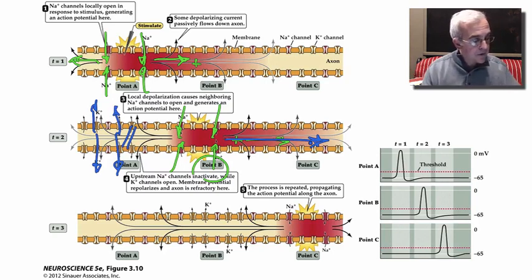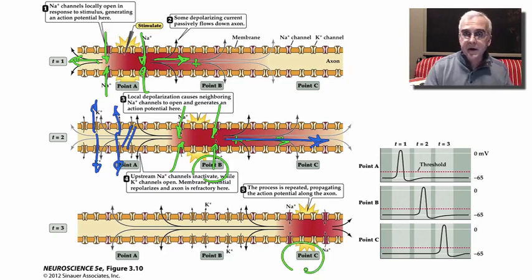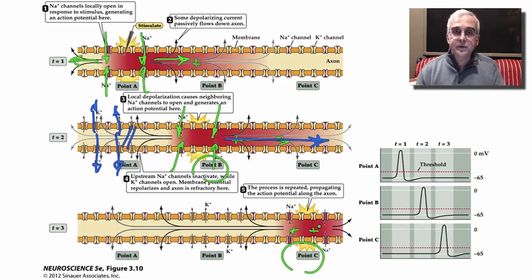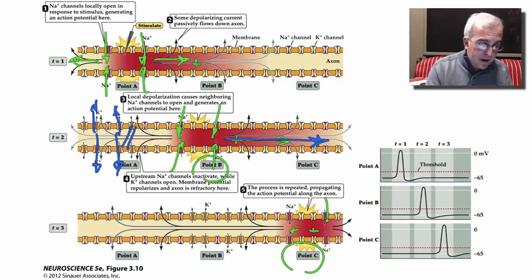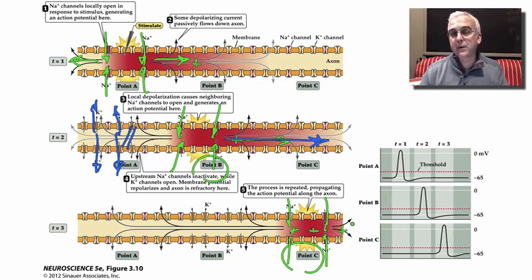Okay, so now let's arrive at point C, and as with point B, the depolarization is sufficient to open enough voltage-gated sodium channels that the inward sodium current is greater than any leak of potassium current and any voltage-dependent efflux of potassium. And that means that sodium is going to rush in, that positive cycle is going to be regenerated, and the action potential will continue to propagate.